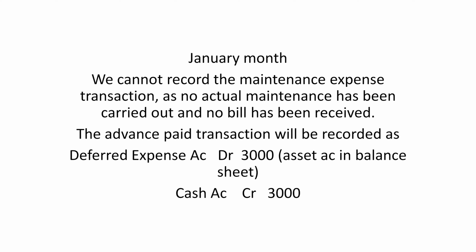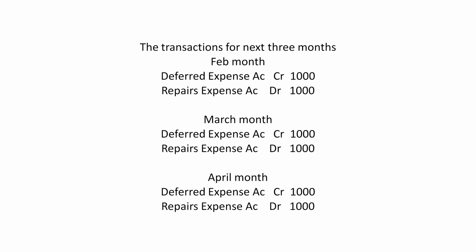The advance paid transaction will be recorded as deferred expense account debited by 3,000, cash account credited by 3,000. The deferred expense account is an asset account in my balance sheet because it is my own cash but lying with the service provider or vendor.